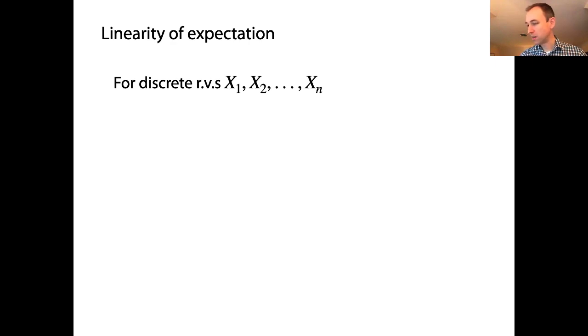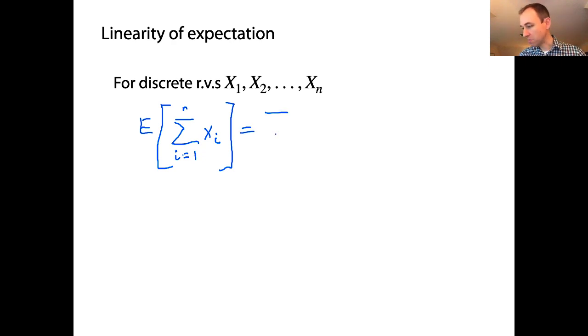manipulate these random variables. So let's say we have a collection of discrete random variables, x sub 1 up to x sub n. All right. What linearity of expectation says is that the expected value of a new random variable, which is simply the sum of all the random variables, the sum from i equals 1 up to n of x sub i, the expected value of that equals the sum from i equals 1 up to n of the expected value of x sub i.